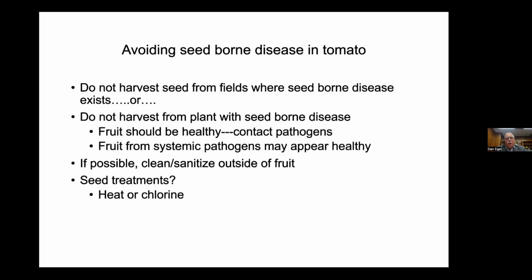The fruit should look healthy for contact pathogens, but also if there is any kind of pathogen on any other part of the plant from a systemic pathogen, I would advise you not to harvest seed from that plant. And again, if possible, I would clean and sanitize the outside of that fruit. And we'll talk about seed treatment. So I don't want to spend a lot of time on that, but either heat treatments or chlorine treatments. I don't know if other people talk about that, but that's certainly a way to help minimize the pathogen in the seed.